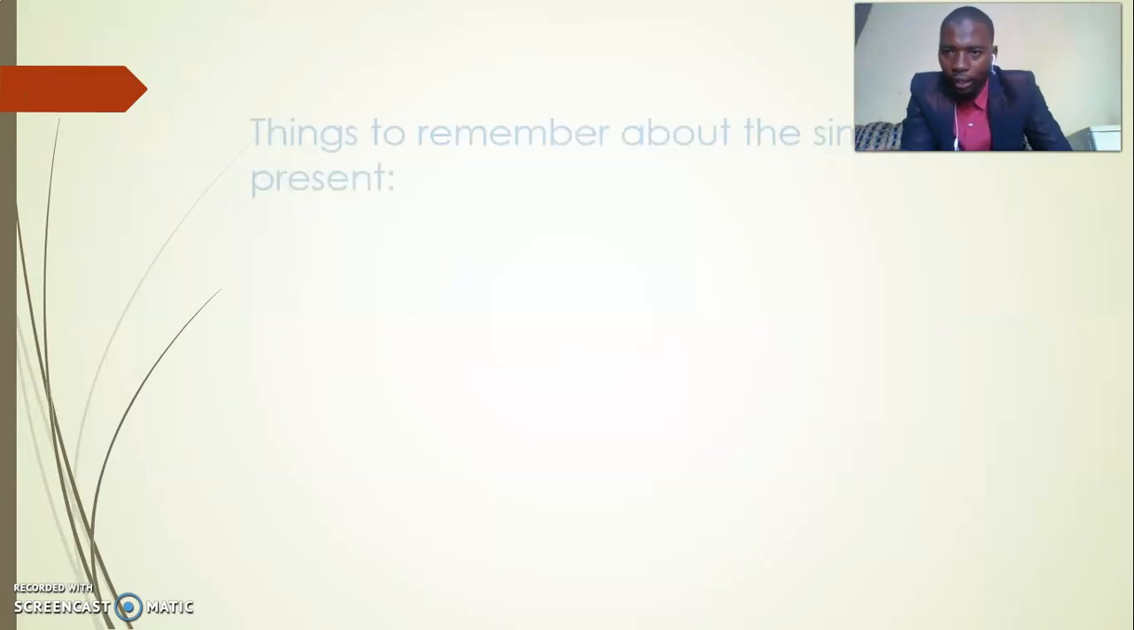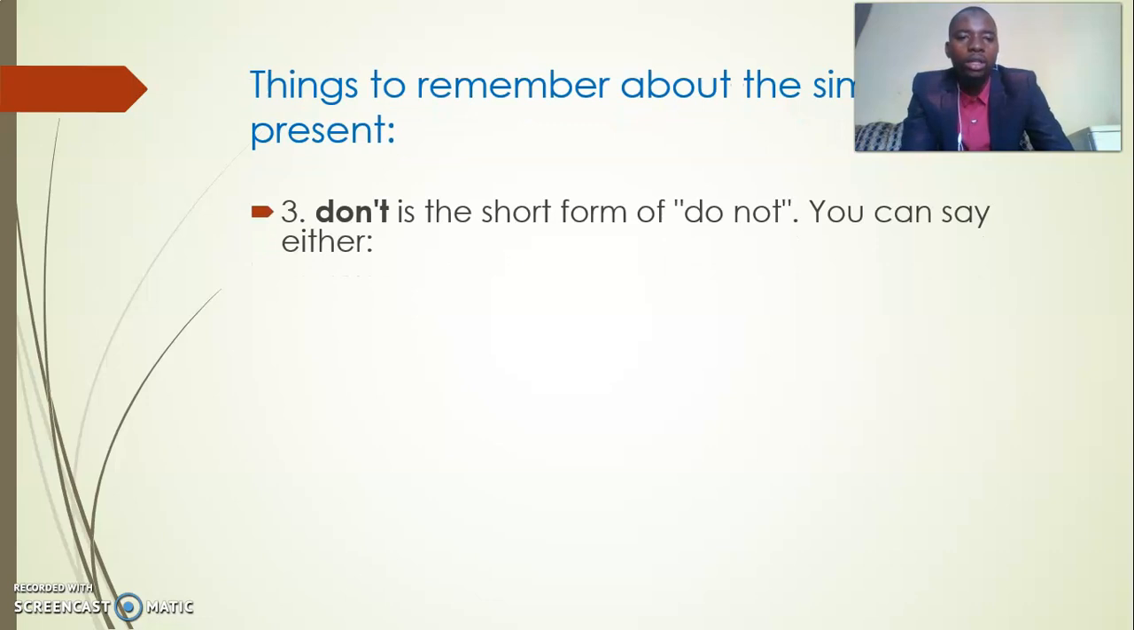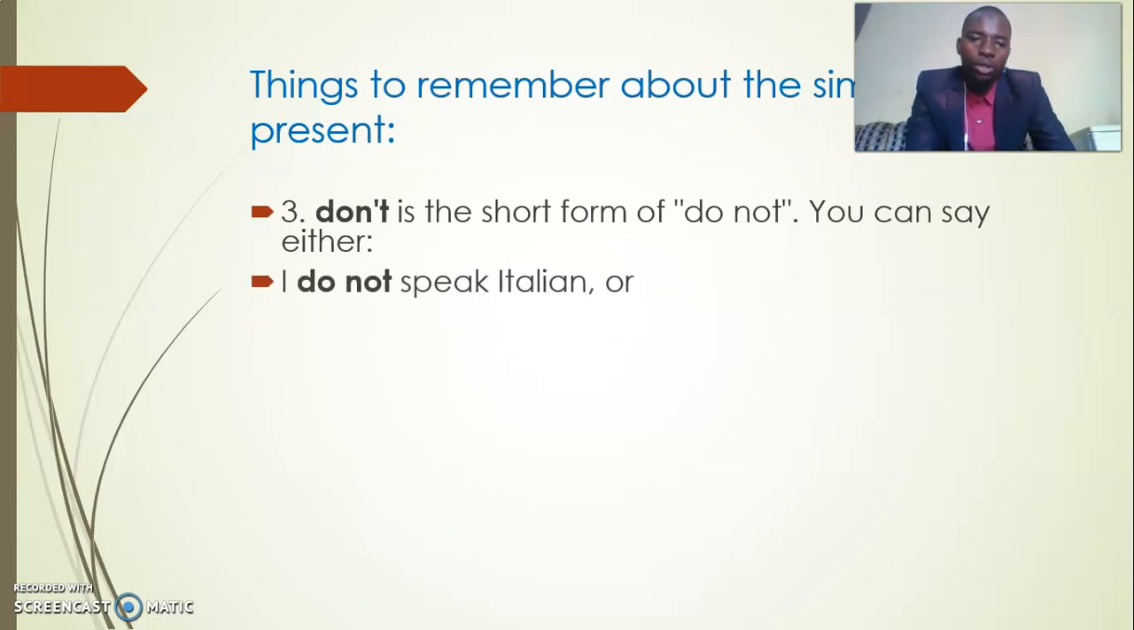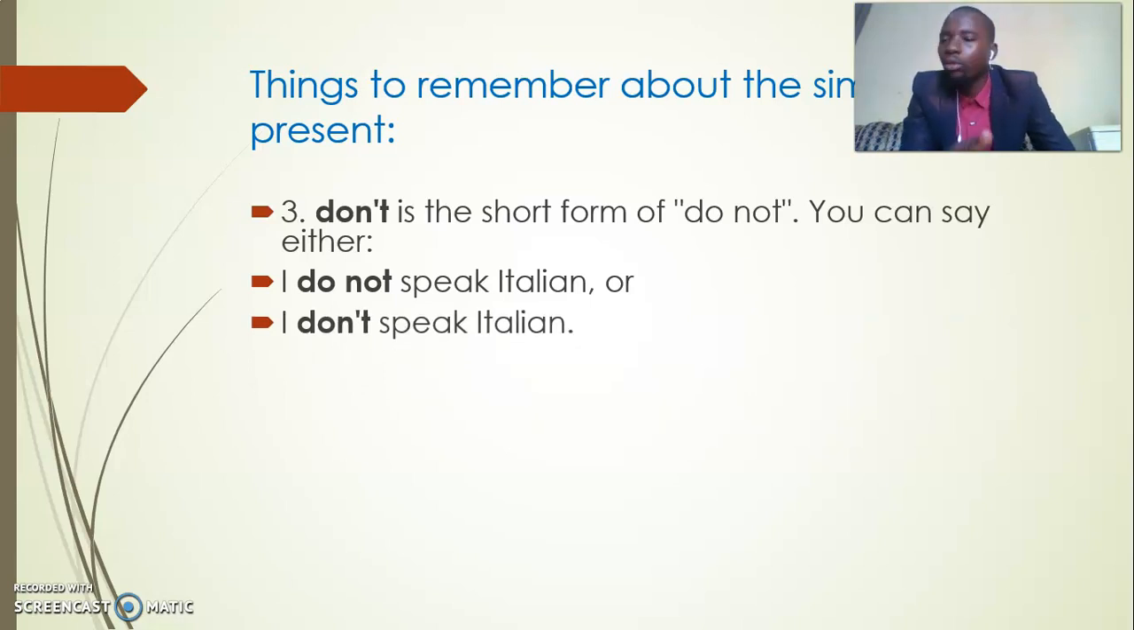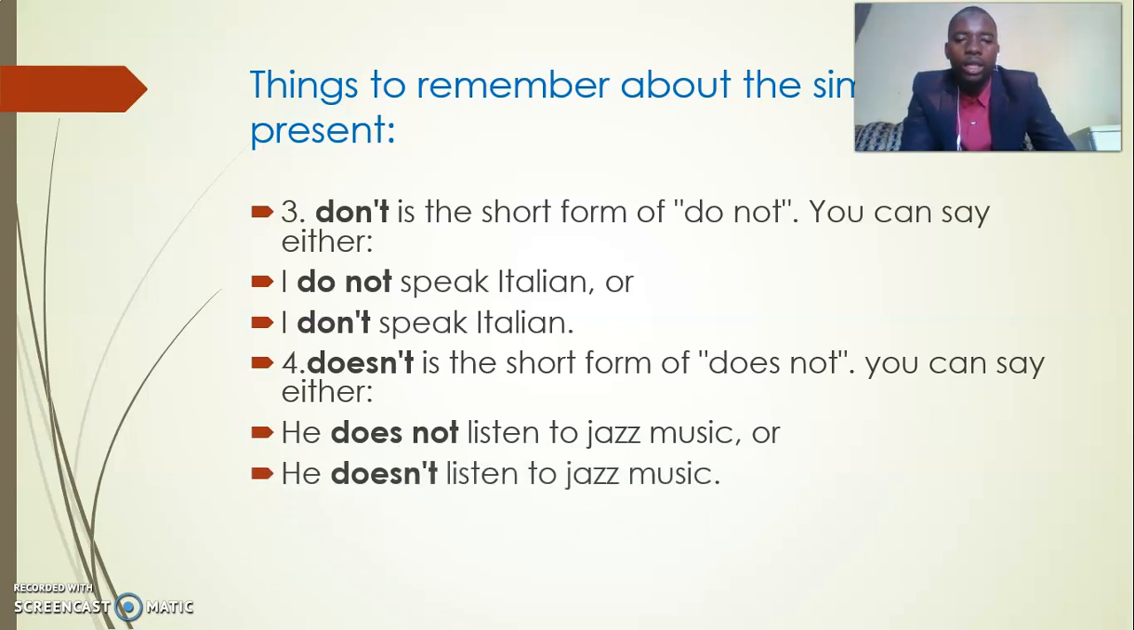And from there, we go to the following points to remember. Don't is the short form of do not. You can say either don't or do not. For example, I do not speak Italian, or I don't speak Italian. No different. Doesn't is the short form of does not. You can say either doesn't or does not. For example, he does not listen to jazz music, or he doesn't listen to jazz music.